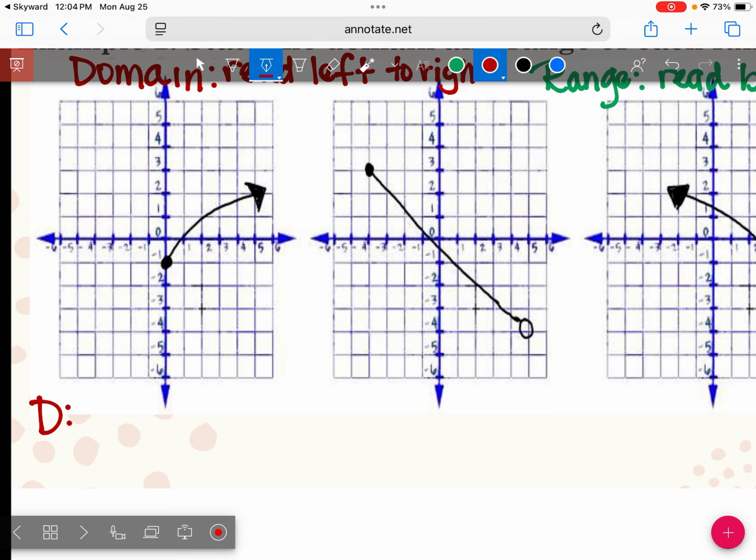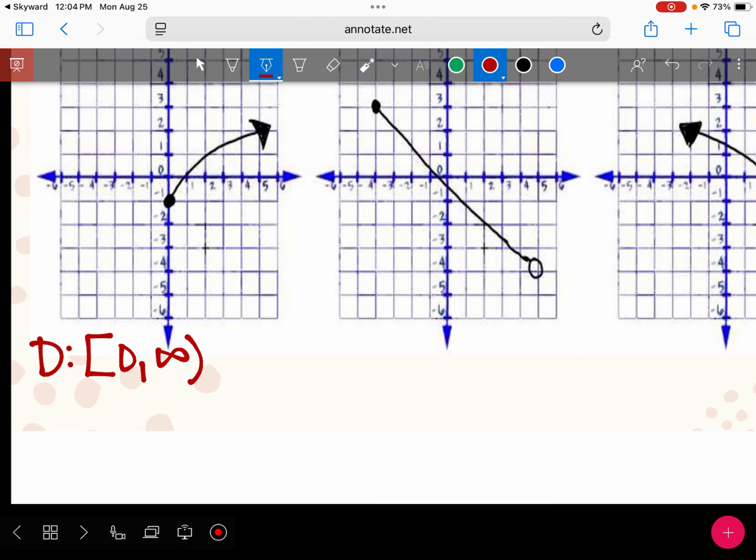An arrow pointing right means what? Infinity. So that means that my domain starts at 0. And because that's a closed circle, bracket 0 to the right forever. That's how you're going to write your domain.